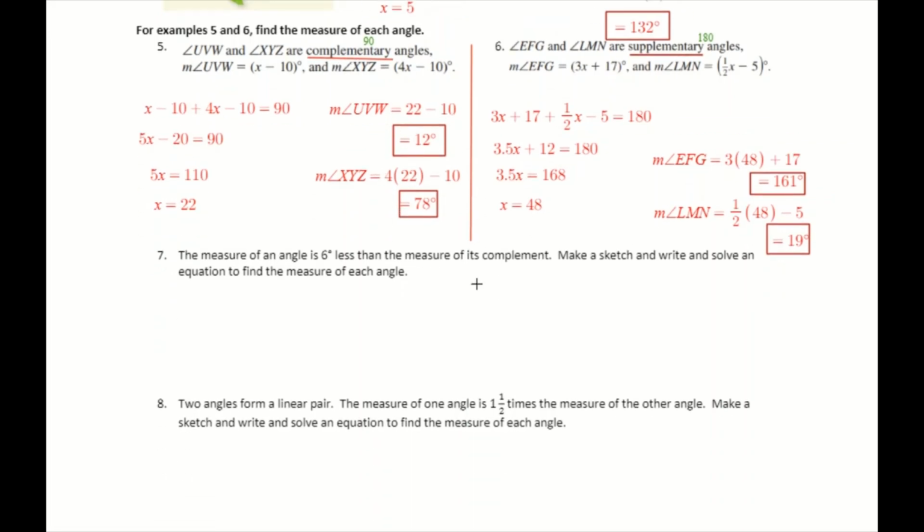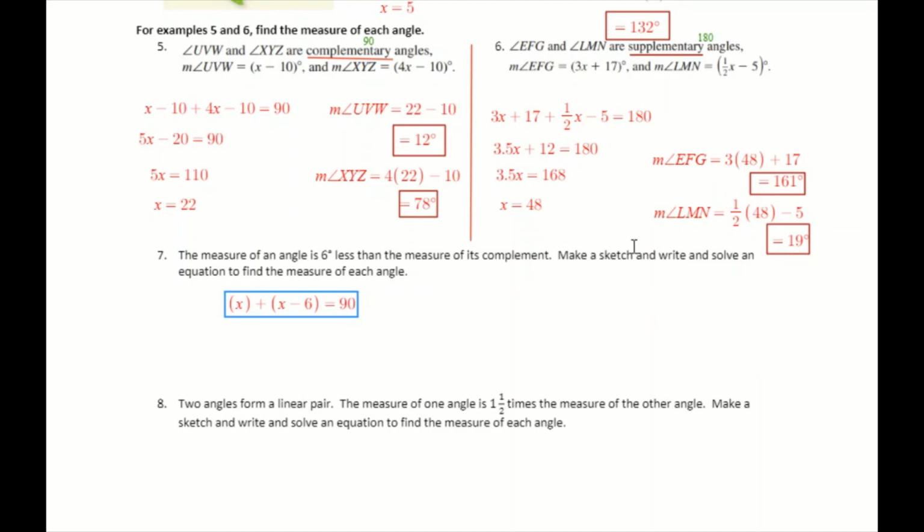We've got 2 last problems here. The first one says, number 7, the measure of an angle is 6 less than the measure of its complement. Okay, so we've got 2 angle measures where one is 6 less than the complement. So if the complement is x, then the other one would be 6 less than that, right? So x minus 6. If they're complements, they should add up to 90.